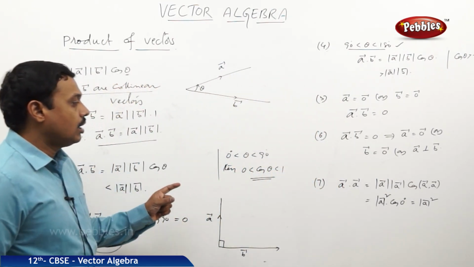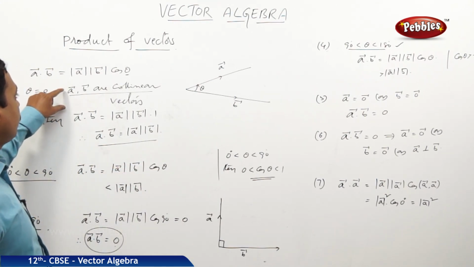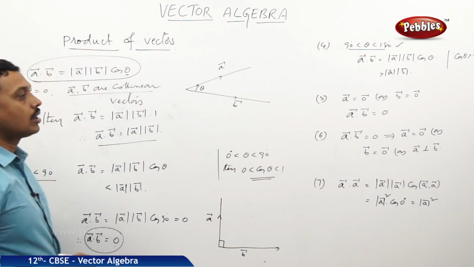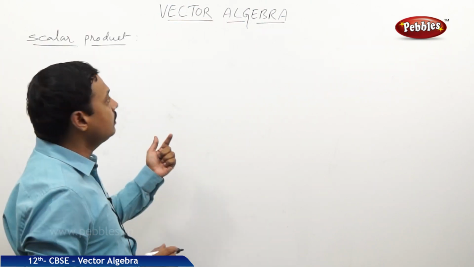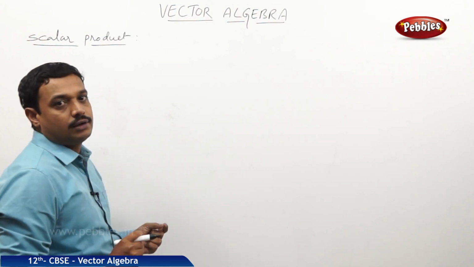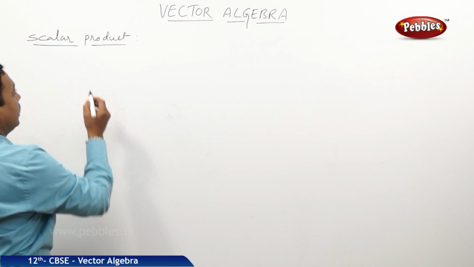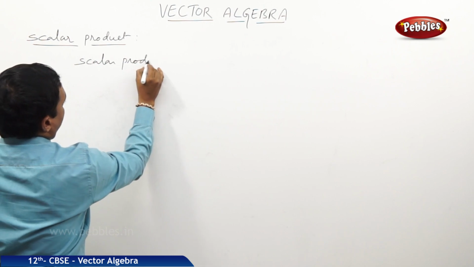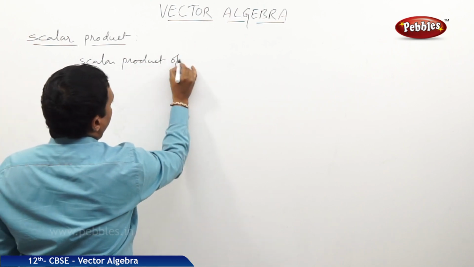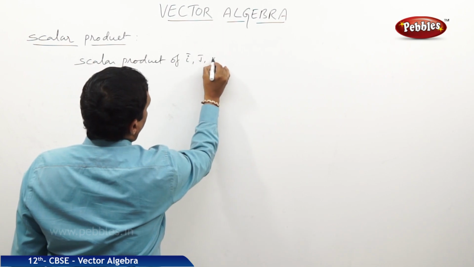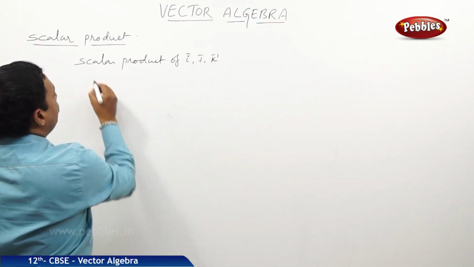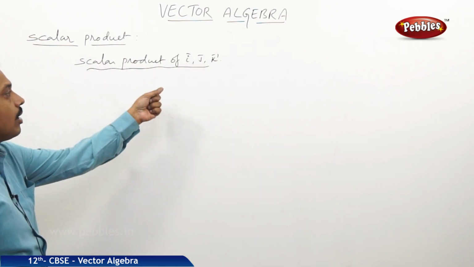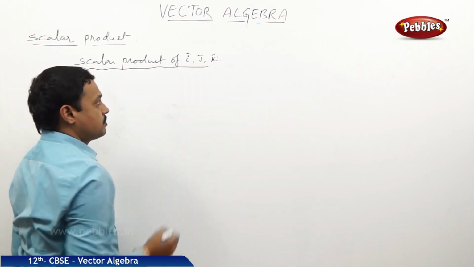Now, these are the observations we can find from the scalar product A dot B is equal to mod A mod B cos theta. Now, let us find the scalar product between i, j, k. We know i, j, k are three unit vectors along the three coordinate axes x, y, z respectively.